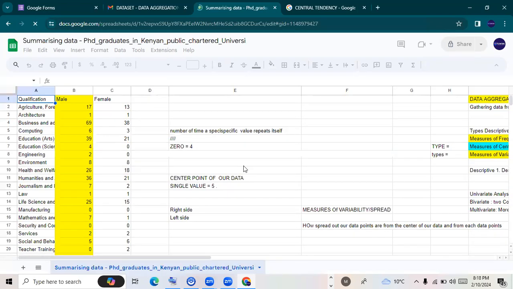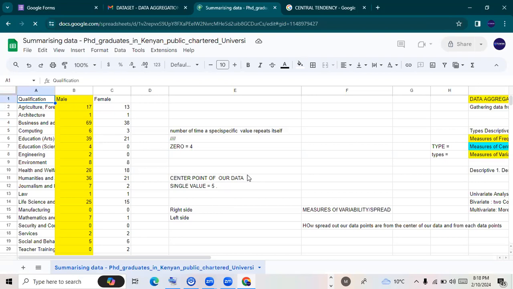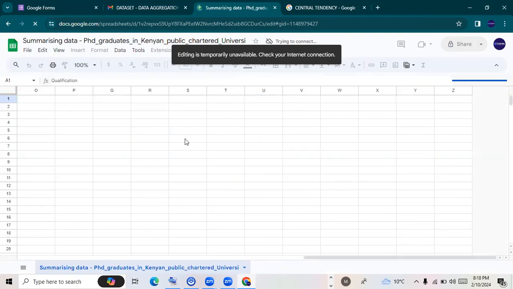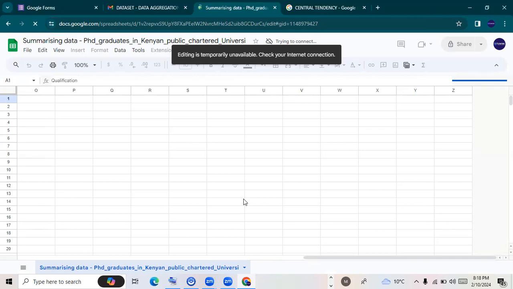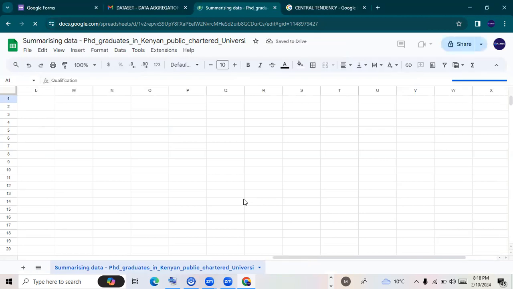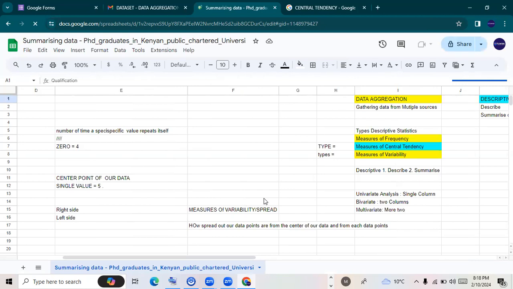So going over, we started asking about the topic, and the topic for today and tomorrow is on data aggregation and descriptive statistics. So with the data aggregation, Evelyn said gathering data from multiple sources. And Casey also assisted us. He also said that descriptive statistics help us describe and summarize our data.